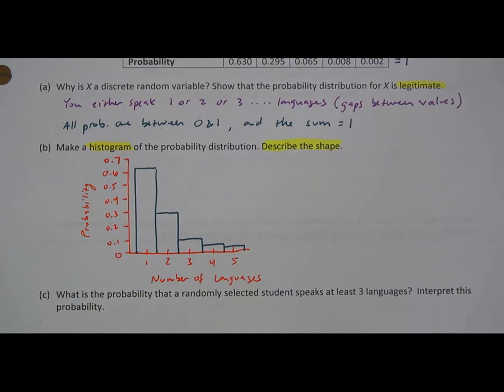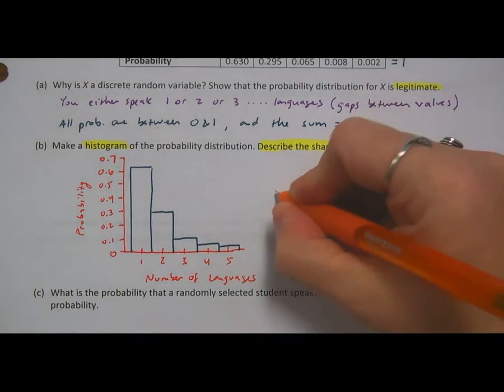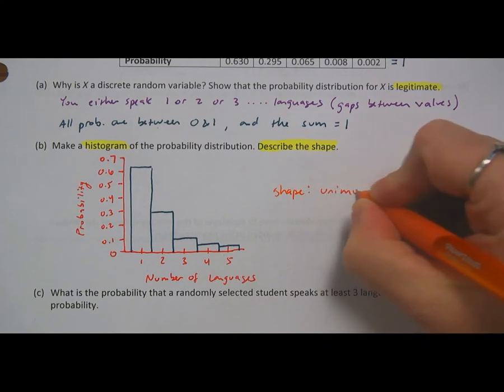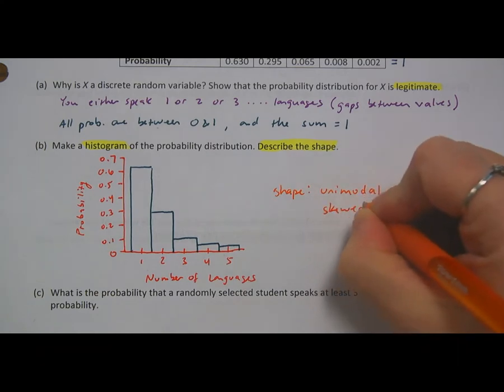So just to make sure we remember these things. The shape is definitely, I would say, strongly skewed. Which direction? The way the tail goes is to the right. Very good. So shape, we would probably say unimodal, strongly skewed right.